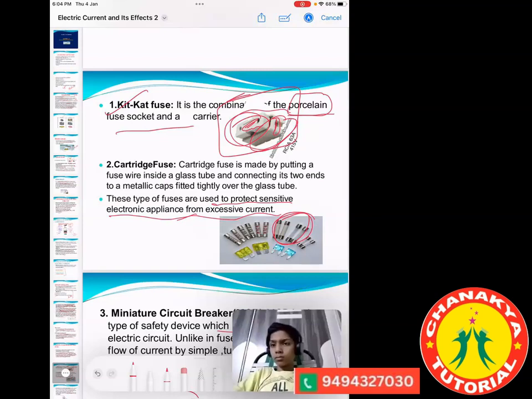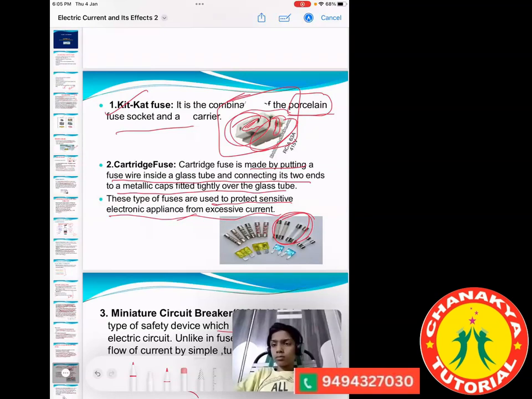It is made by putting a fuse wire inside a glass tube and connecting its two ends to metallic caps fitted tightly over the glass tube. They are made in such a way that the wire is fitted inside the glass tube, and both ends are connected with the metallic caps. Why do they use the metallic cap? So as to avoid the flow of high current in it.